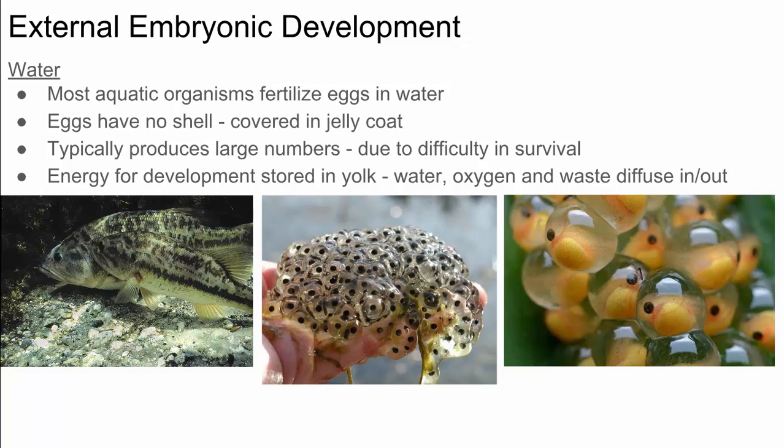Most animals that reproduce like this have behaviors to synchronize. It's not like fish just randomly release eggs into the water and males just randomly release sperm into the water. Usually there are behavioral cues so that the male and female are in the same area and release their reproductive products at the same time. We call it spawning in fish. Inside of that egg is a yolk as well that provides the energy for that embryo to grow. And typically water, oxygen, and waste can just diffuse in and out because they're just sitting there in the water.